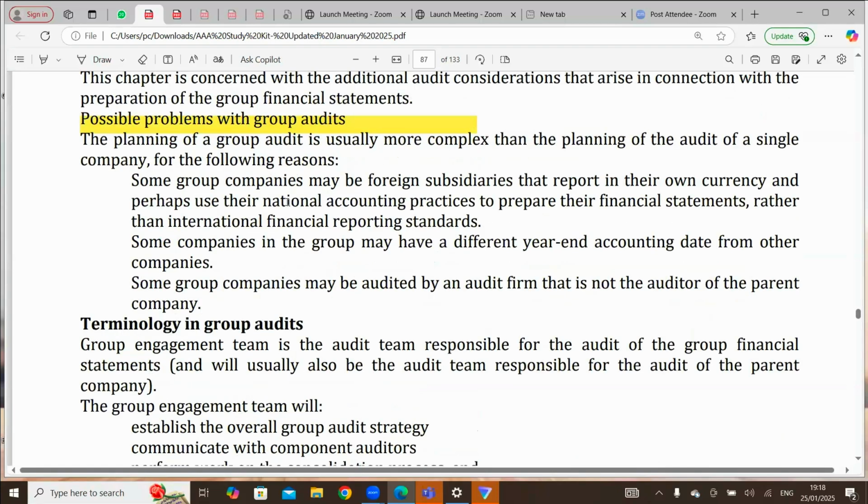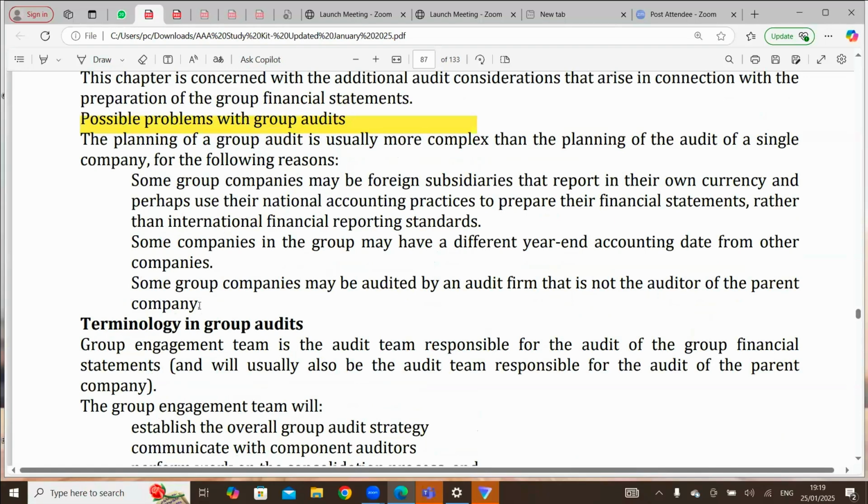We also have the fact that some of these subsidiary companies may be using a different financial reporting standard apart from the one that the parent company is using. Let's say one of their subsidiaries is in the US, and in the US they use US GAAP. So you can see that that can be a problem in itself.